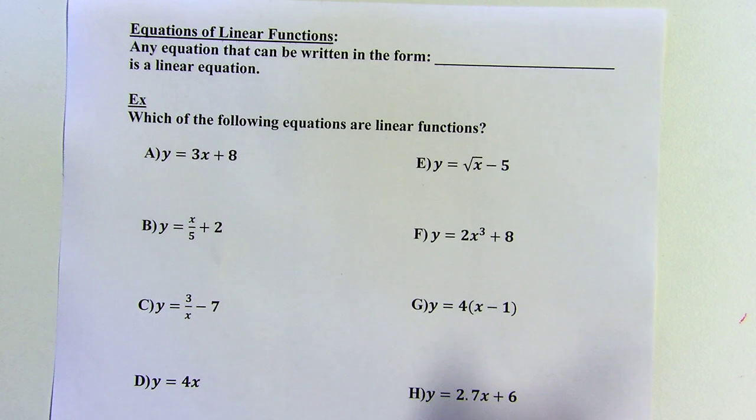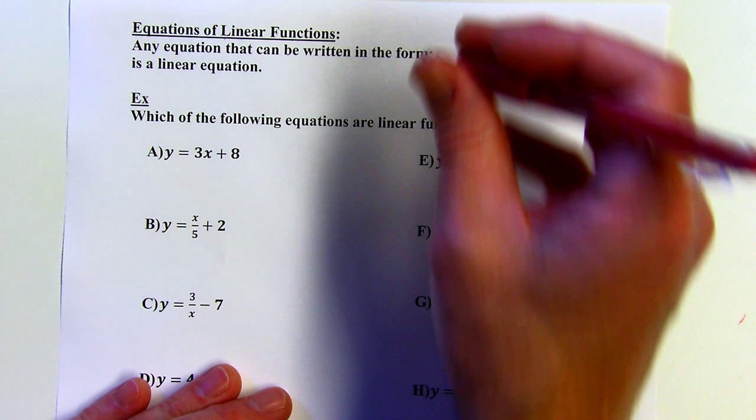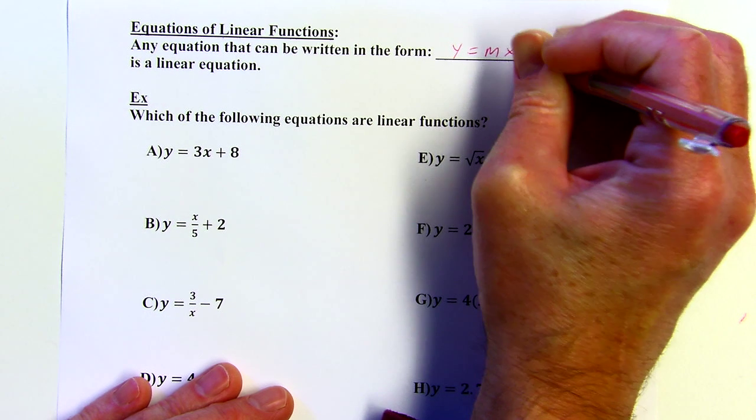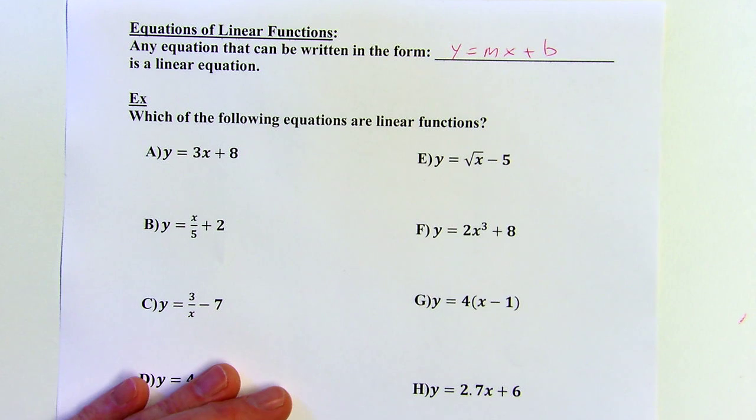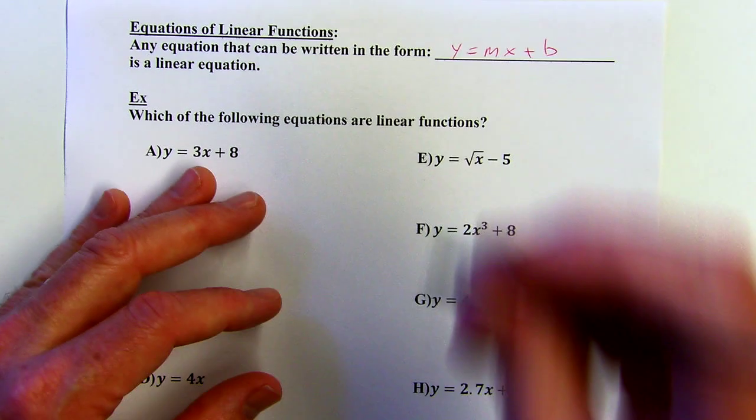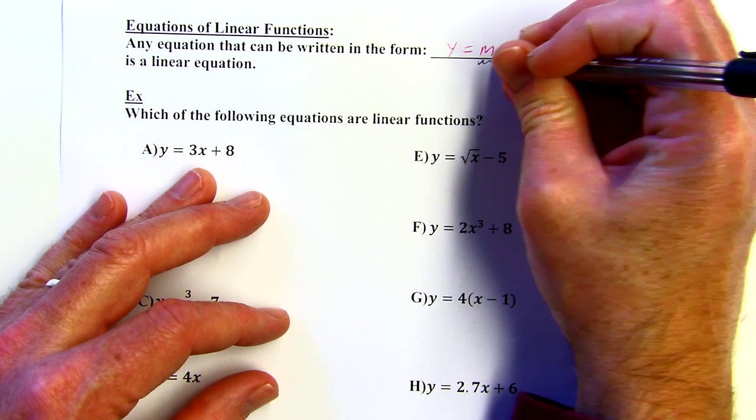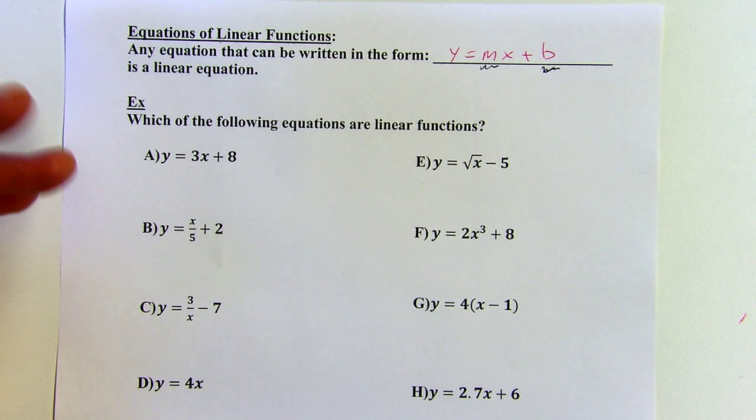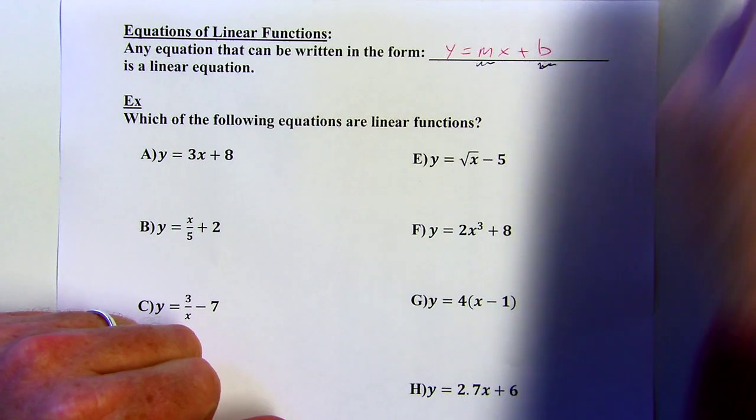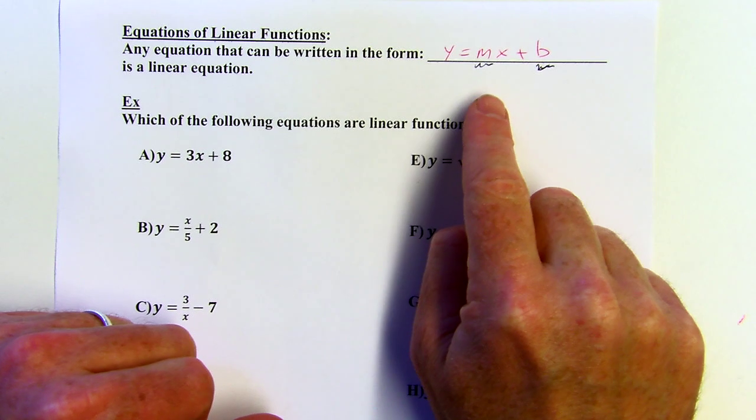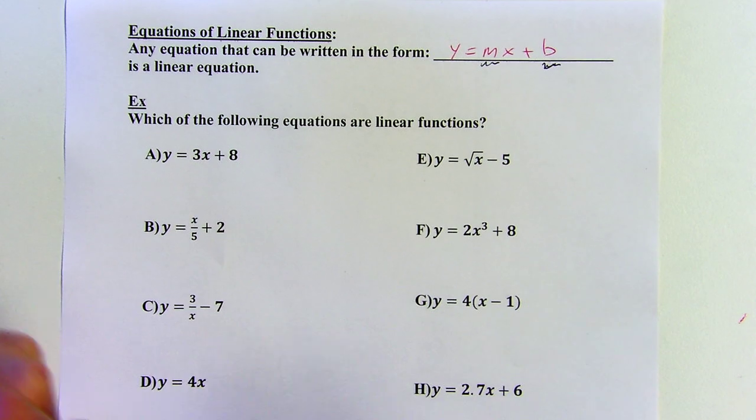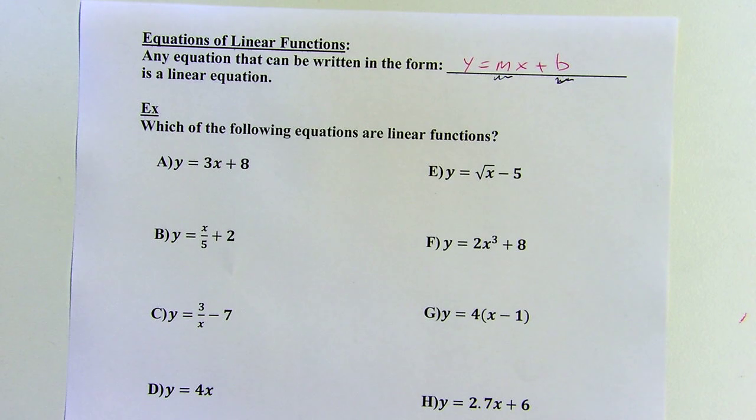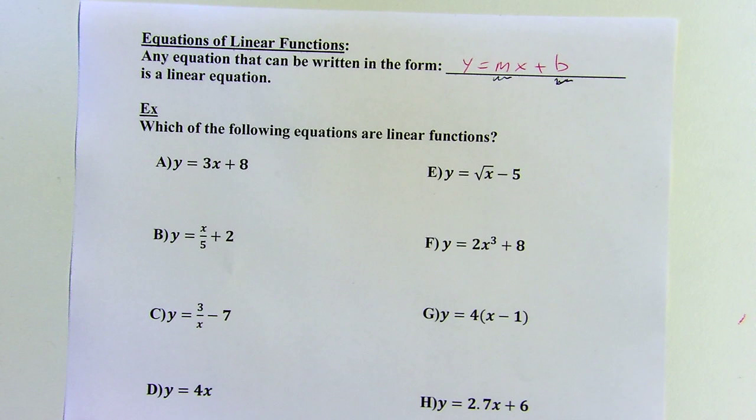Equations of linear functions. Any equation that can be written in this form, y equals mx plus b, is going to be a linear equation, okay? So the m and the b are going to be numbers. It's going to be the slope and the y-intercept, but we're not getting into that part yet. But it might be, you know, y equals 2x plus 3 would be a linear function, or y equals 3x plus 4, something like that. So the m and the b can be any numbers, okay?